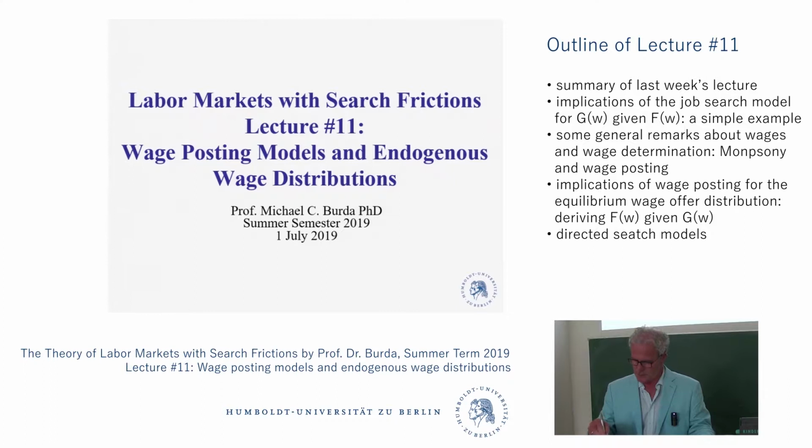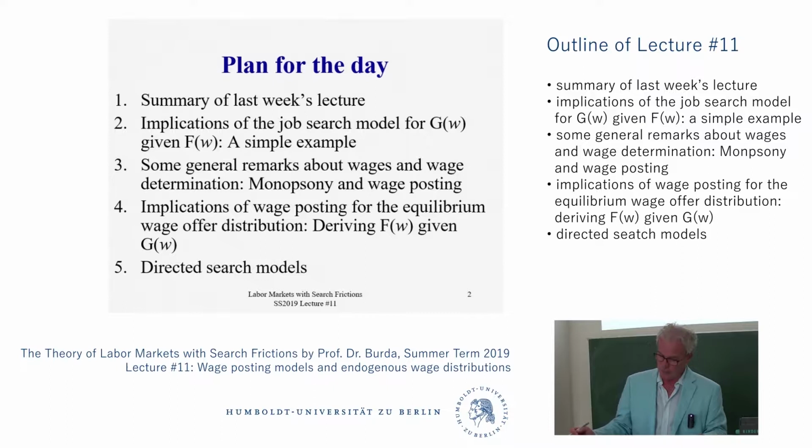Okay, so I'll summarize last lecture as before, and then we'll focus on G. So given an offer distribution, how can we derive the observed distribution? And then if I can push very hard, we'll move to the reverse direction. And then if we still have time, I'll talk about how this informs a whole set of models about choosing where to look when you're looking for a job.